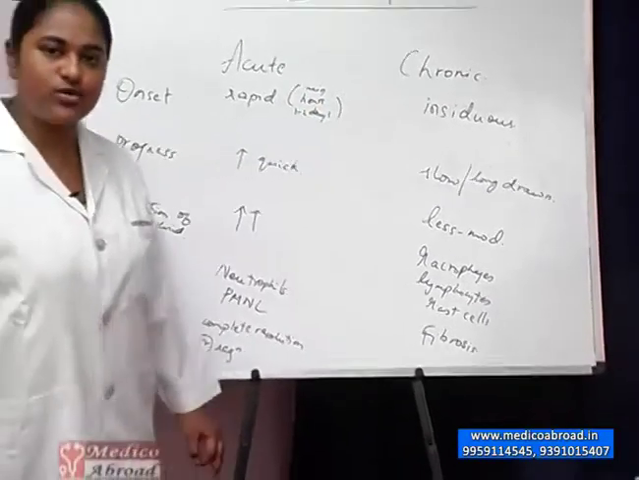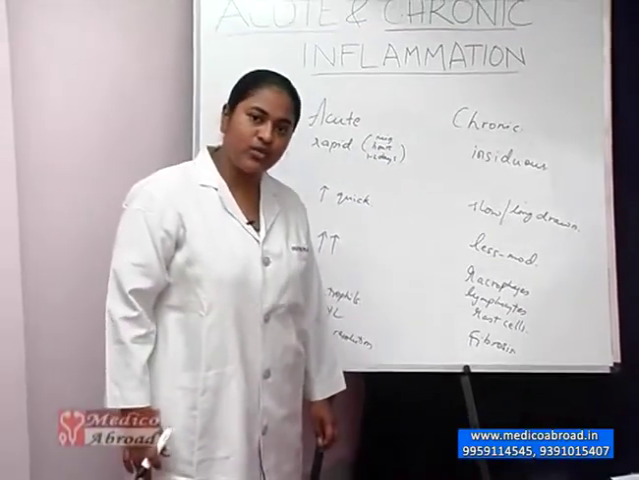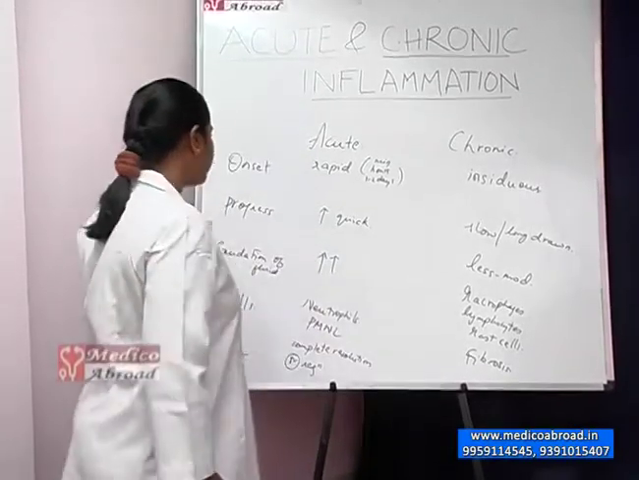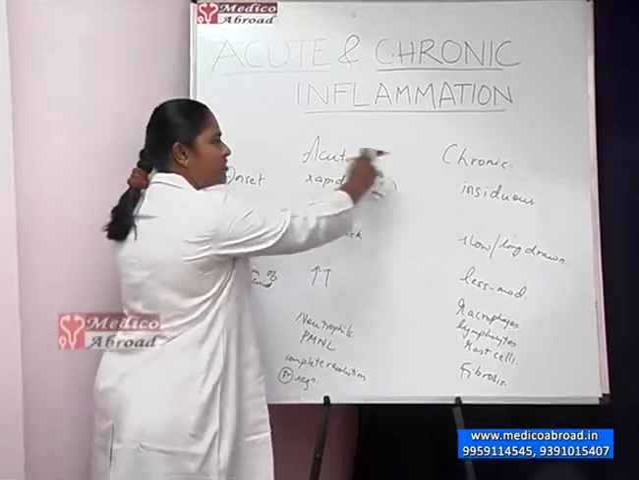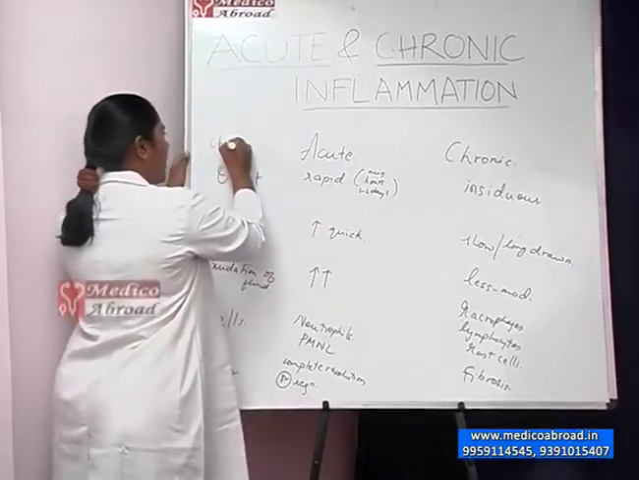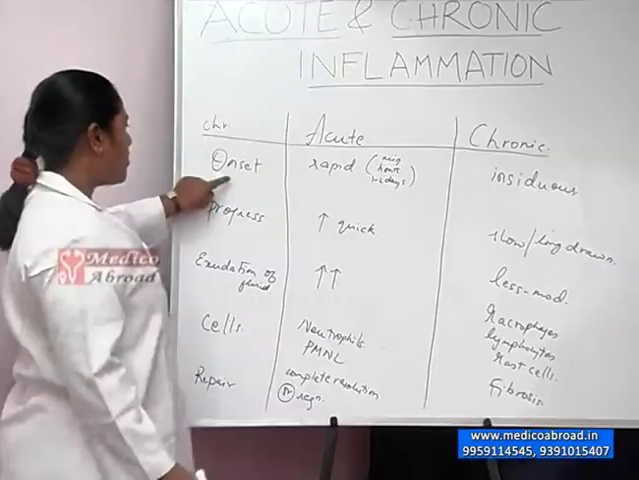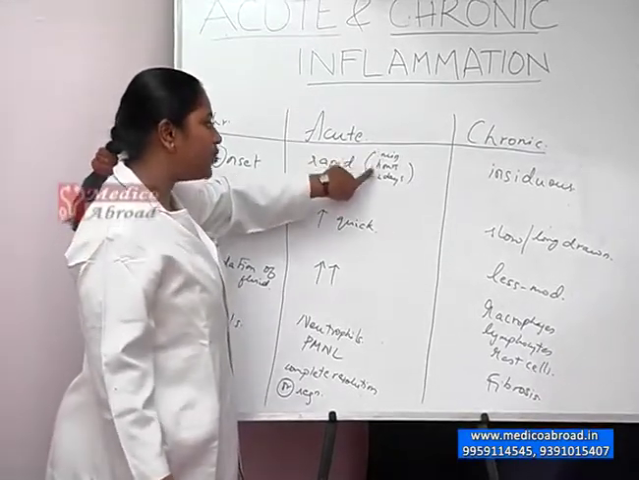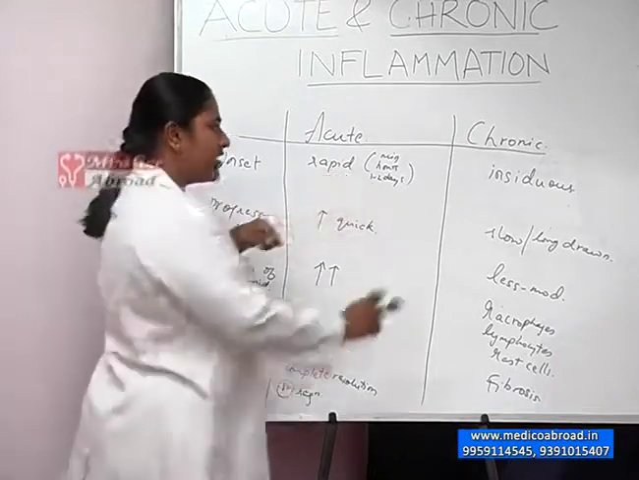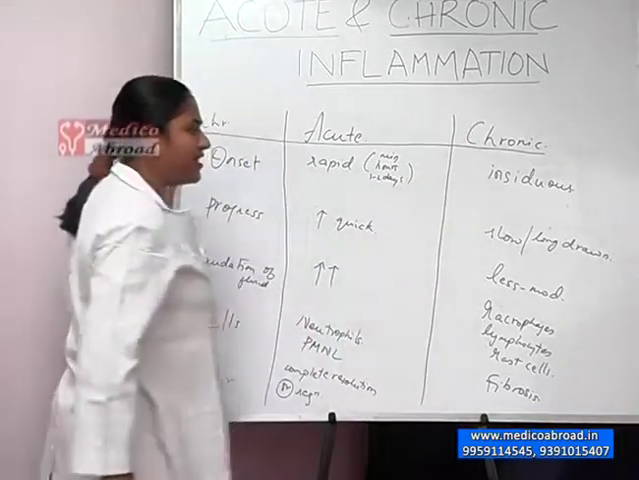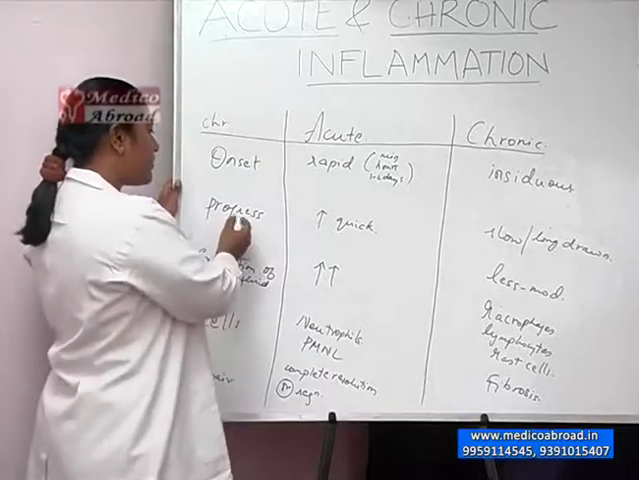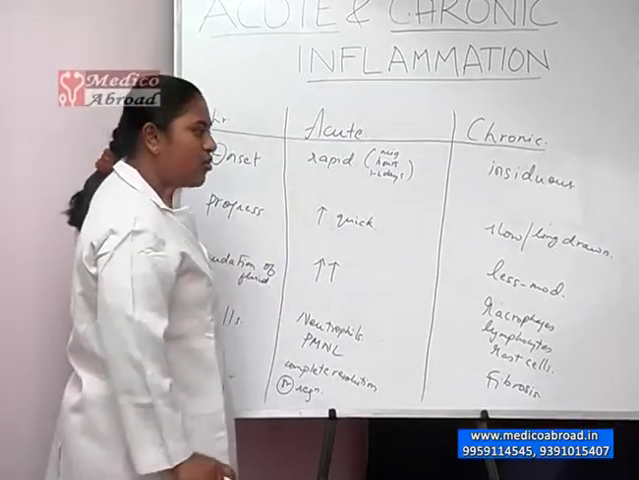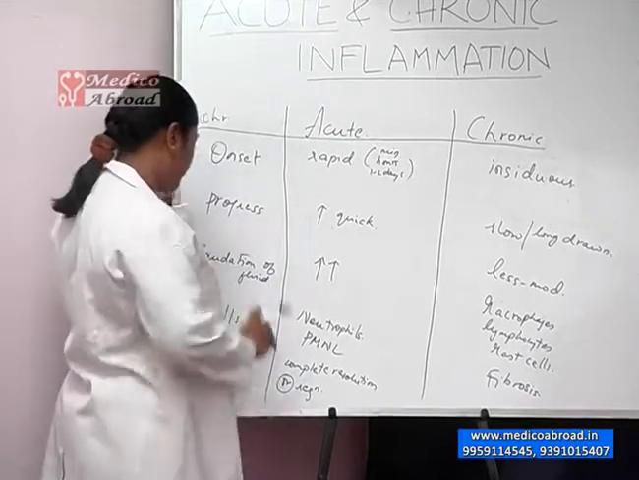This table tells you the differences between acute and chronic inflammation. Let's look at the table once again. Acute inflammation, chronic inflammation, and the characteristic. Onset of acute inflammation is rapid. It could be a few minutes, a few hours, or 1 or 2 days. The onset of chronic inflammation is insidious. The progress of acute inflammation is quick. Chronic inflammation is slow, mild, and long drawn.